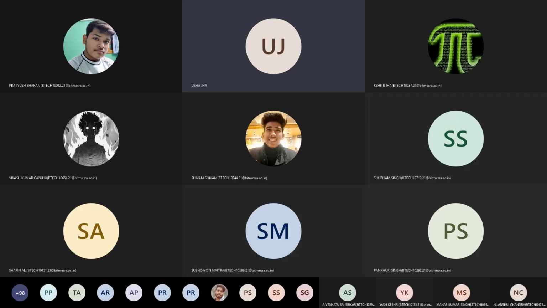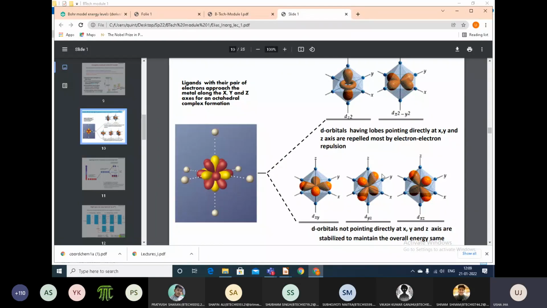Theory. Prior to that, we did valency bond theory. What were the salient features of valency bond theory? Can anybody tell me that? What were the assumptions made in that?